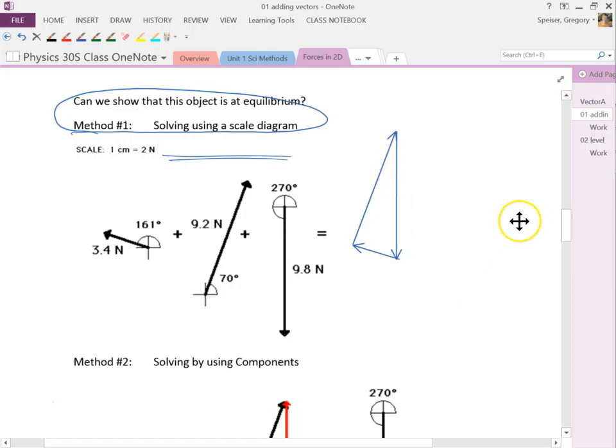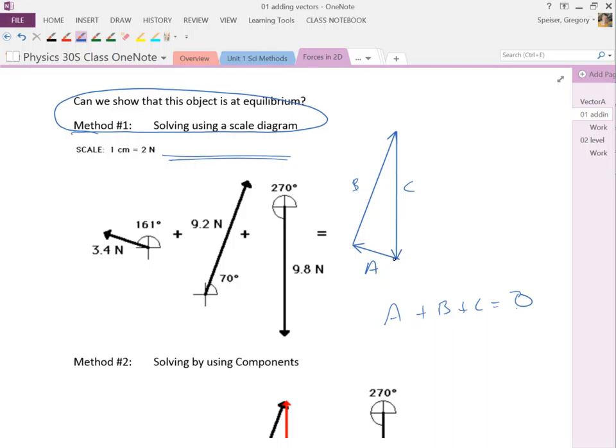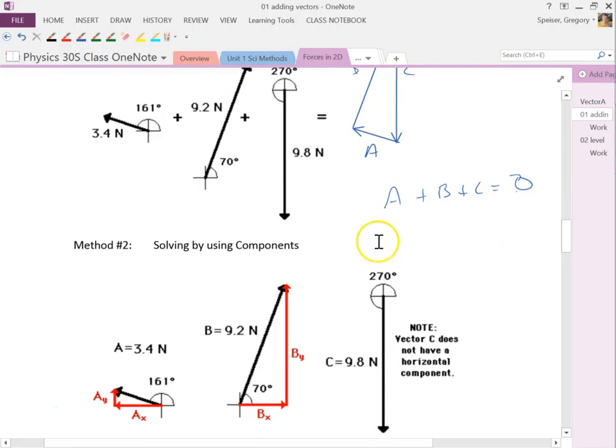Now if I was to try to draw the resultant, I actually can't, because it ends up where it started, right? If I was to say, vector A plus vector B plus vector C equals question mark, my answer would be equal to 0. There's no resultant to add at the very end, right? That's what a scale diagram looks like when you add up all the forces and they add up to 0. A plus B plus C ended up forming a triangle, and there's nothing left.